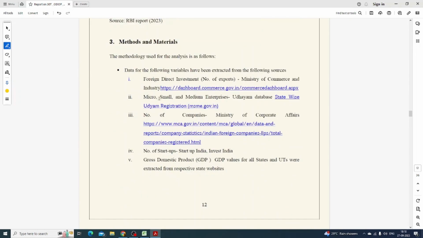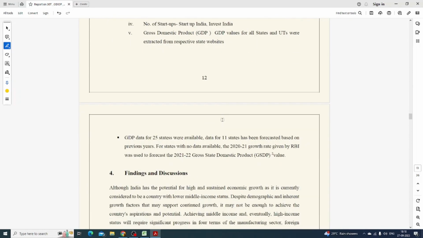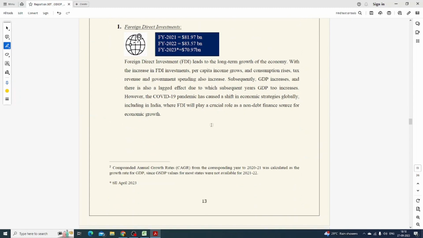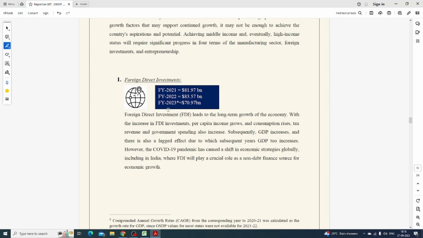As you scroll down, you can see the different links from where the data is extracted, and they have given so many details, guys. I am not going deep into those things. The foreign direct investments as of 2021, you can see it's increasing year by year. In 2023, currently it's at $70 billion, but it will increase because we still have 3 more months to go.